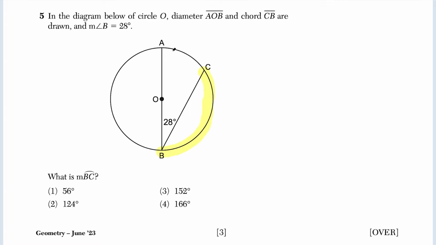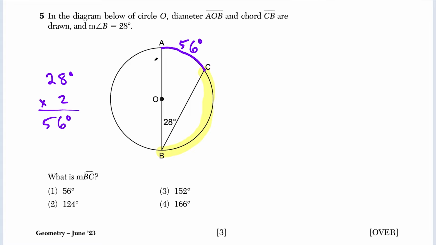So what we want to find first is the measure of this arc AC. And just know here that whatever the measure of this arc is here, the inscribed angle is half the measure of the arc. So what that tells me is I'm just going to do 28 degrees times 2. And that's going to give me 56 degrees. And that's going to tell us the measure of arc AC.